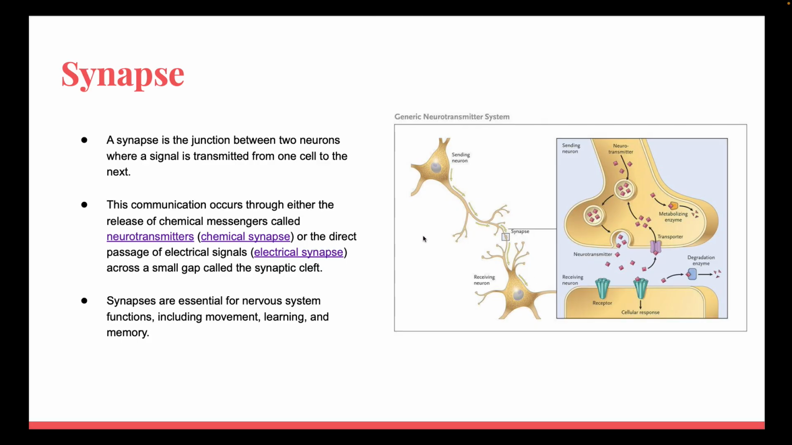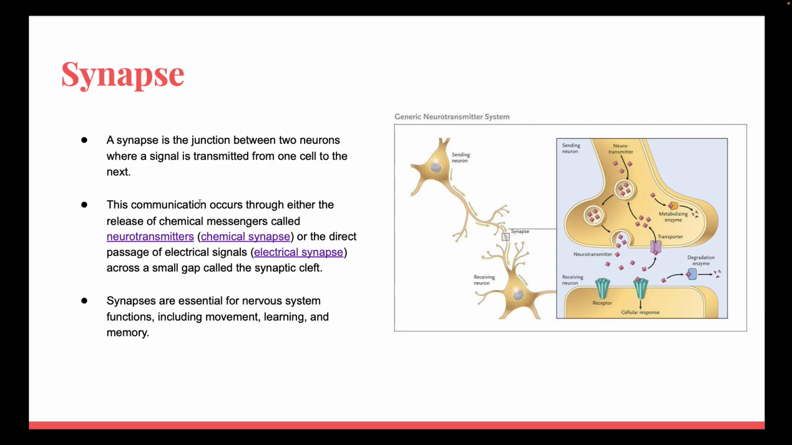One thing is when it happens between a neuron and another neuron, we don't call it neuromuscular junction, but that one we call synapse. So the junction between one neuron and another neuron, where communication takes place or where these acetylcholine are being transmitted, is called a synapse. So a synapse is a junction between two neurons where a signal is transmitted from one cell to the next. And this communication occurs through either the release of chemical messengers, which are the neurotransmitters, or using direct electrical signals, that's an electrical synapse.